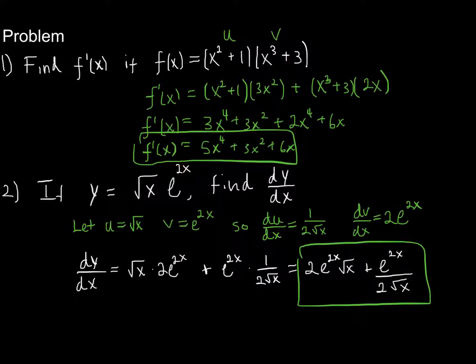And so you can actually go find those ahead of time so that when you find the derivative of the whole thing, you're actually just plugging in expressions that you've already found. So the derivative of y with respect to x is going to be u, or square root of x, times dv, which is 2e to the 2x, plus v, which is e to the 2x, times du, which is 1 over 2 square root of x, and here I just simplified a little bit.